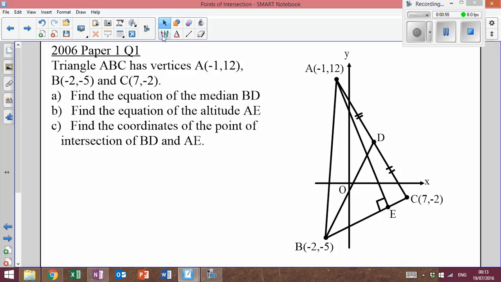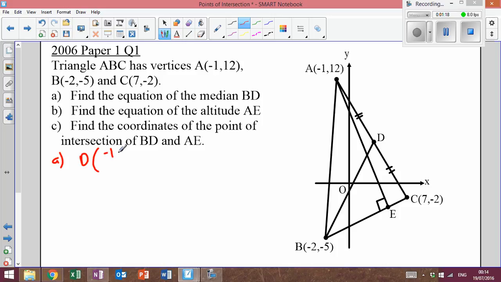Okay, so part A, find the equation of the median BD. So this line from here to here. We know already how to find the median. The key thing about the median is that it meets the opposite side at the midpoint. It meets at the middle of the opposite side. So for part A, firstly we need to know what point D is.